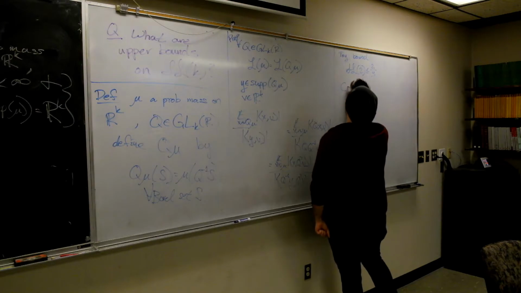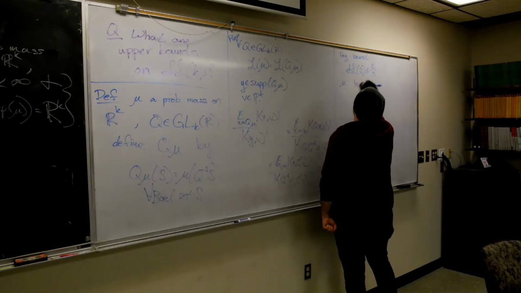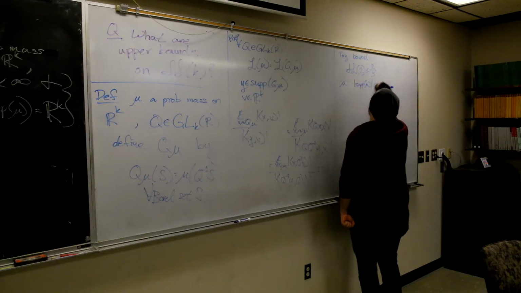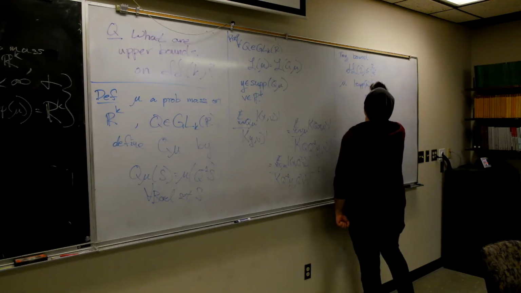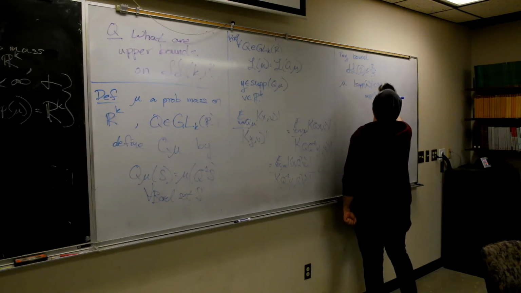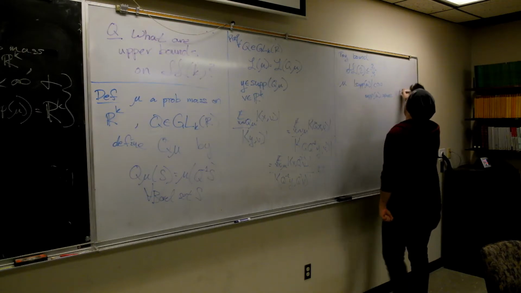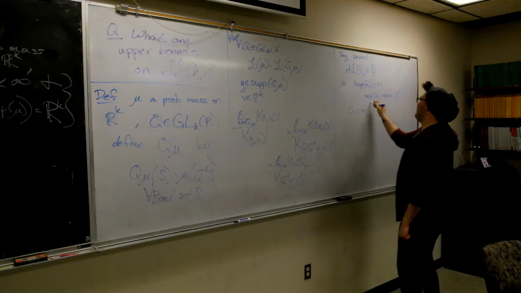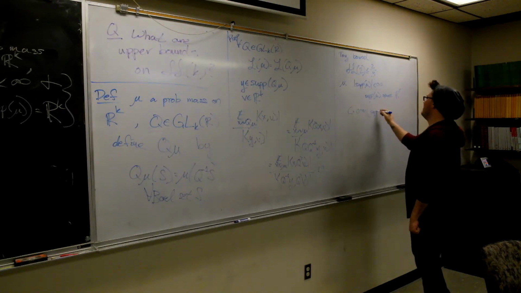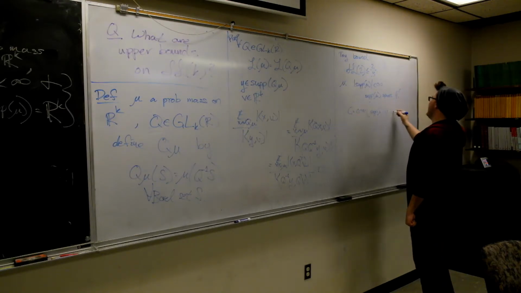Let's say we fix any mu such that the support of mu is finite, and the support of mu spans R2. And let's set C equal to the convex hull of the support of mu union negative the support of mu.